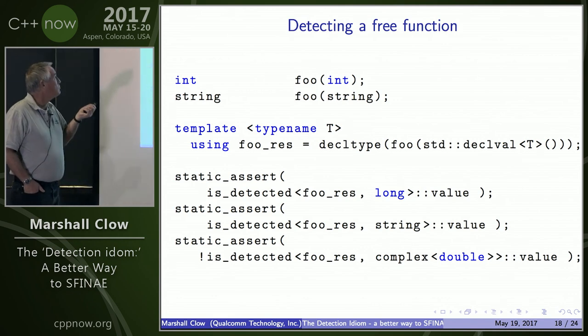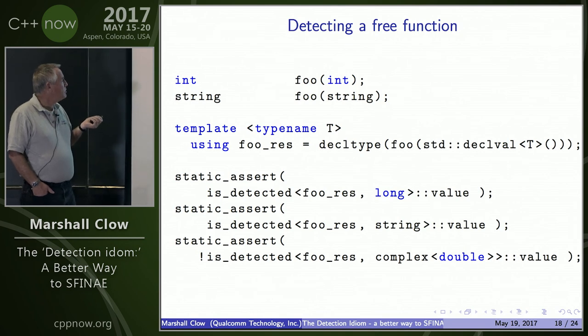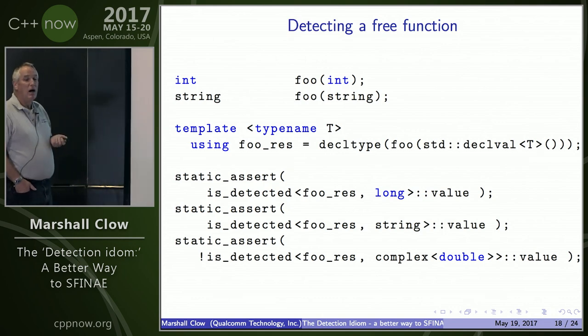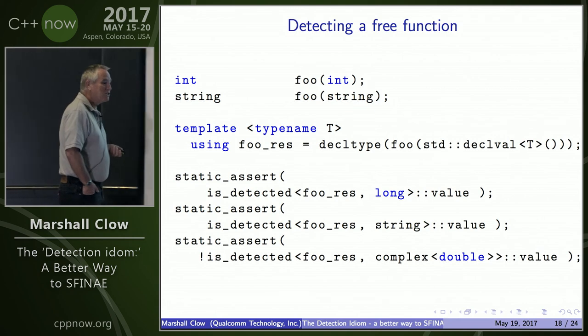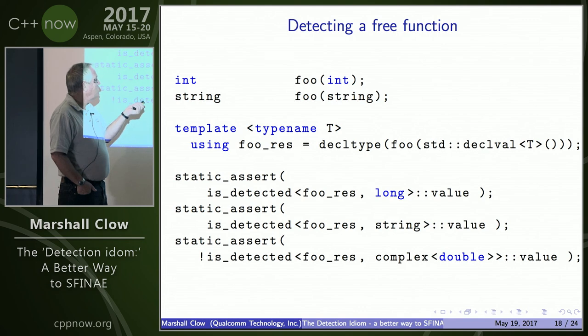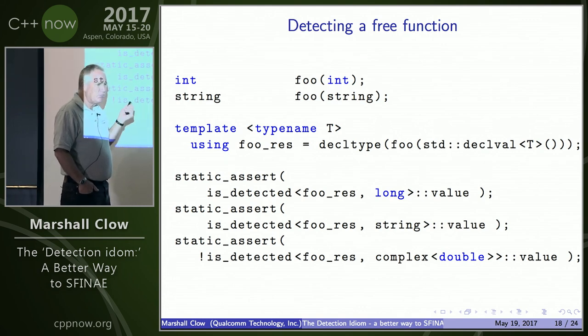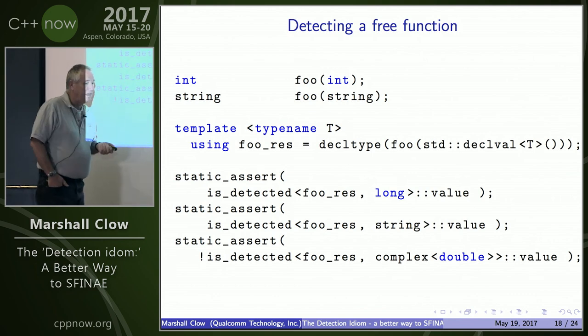Again, we can check for free functions. The interesting thing about this one is if instead you were to look at the type returned from isDetected of foo, res, and long, anybody want to guess what it would be? Right, it would be int, which might be a little surprising to people. If you say foo, res, int, you get int. Foo res of string, you get string. Foo res of long, you get int, because the overload resolution will select that one.